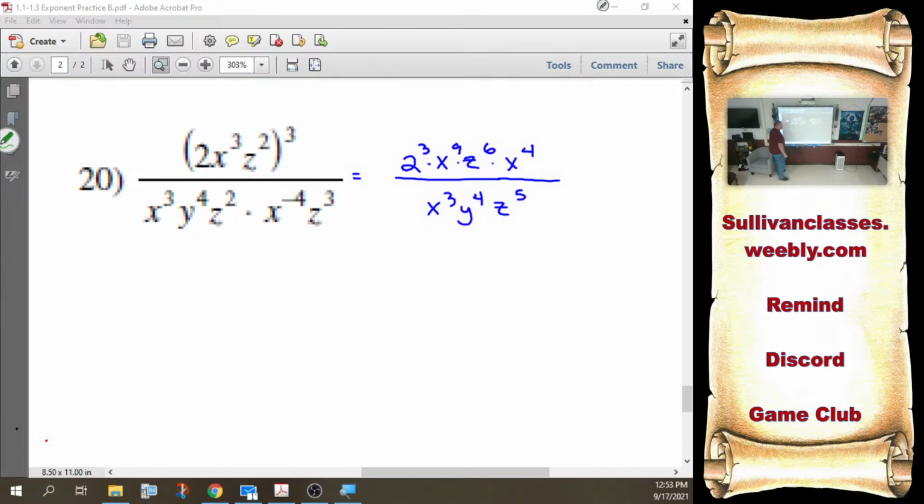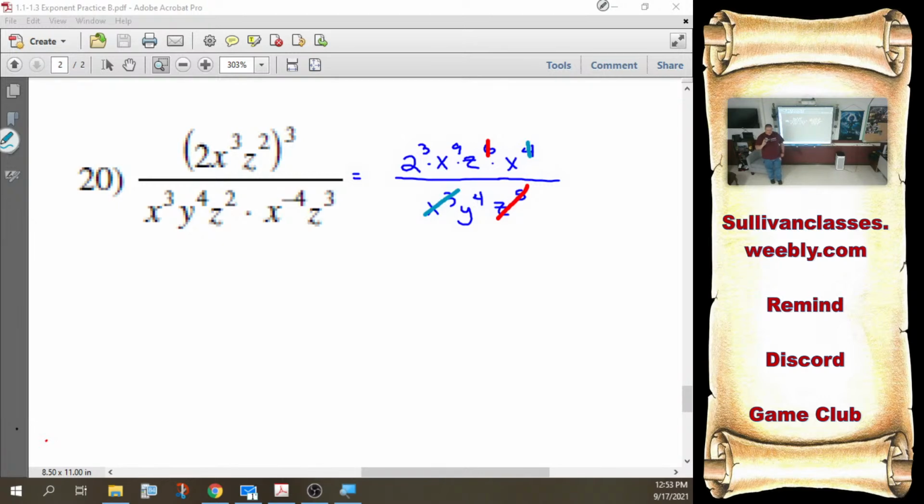Now what? I see a whole bunch of alphabet soup, top and bottom. I thought the y was a g for a second. How about z's? There's 5 down here, but 6 up here. Can I do that? I see 3 x's here, 4 x's here. Turn that into a 1. Right? 4 minus 3 is 1.